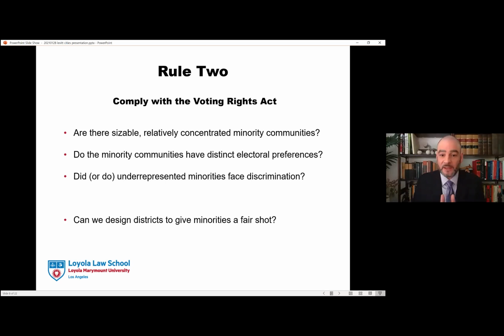If there's a pocket of minority population that has distinct preferences in primaries and nonpartisan races and other races in the city, from the preferences of a majority racial group, and if those underrepresented minorities either did or do face discrimination, chances are good you've got an obligation under the Voting Rights Act. And that obligation is to design districts so that you give the minority populations in your city a fair shot, an equal opportunity to elect the candidates of their choice.